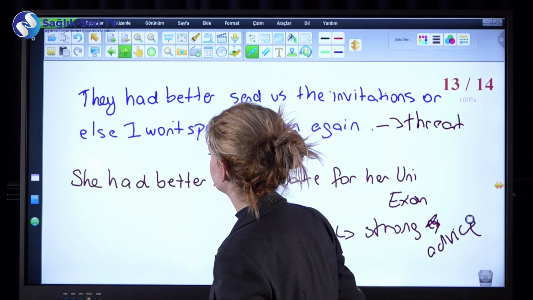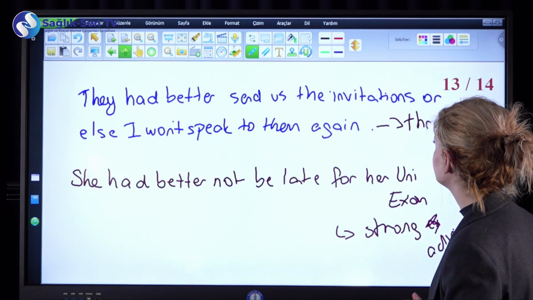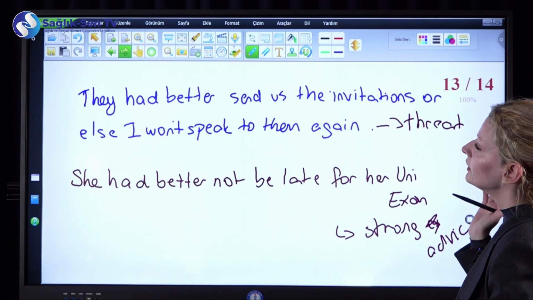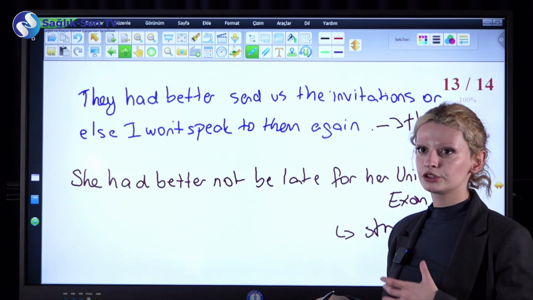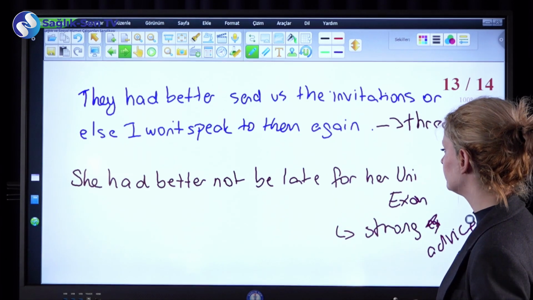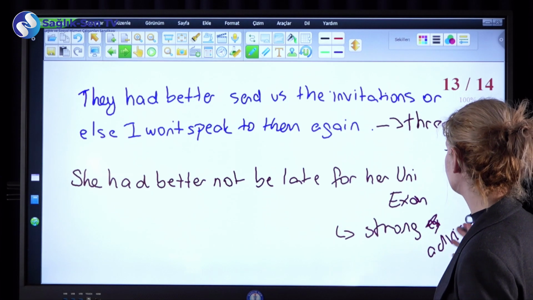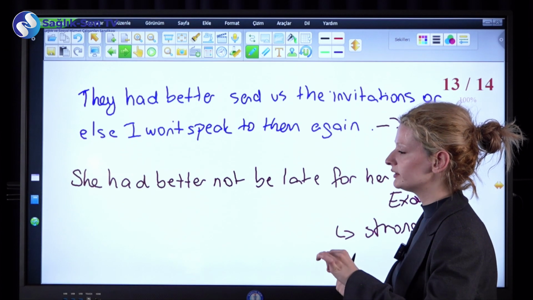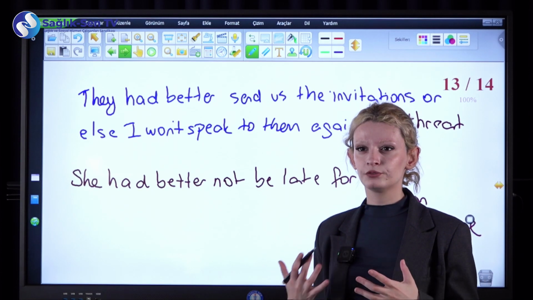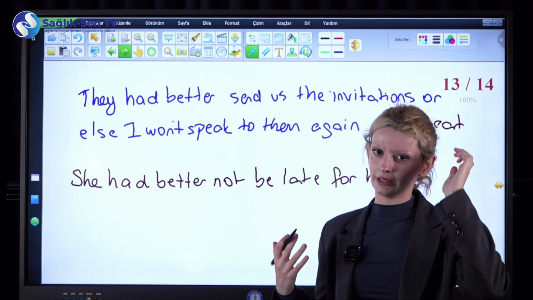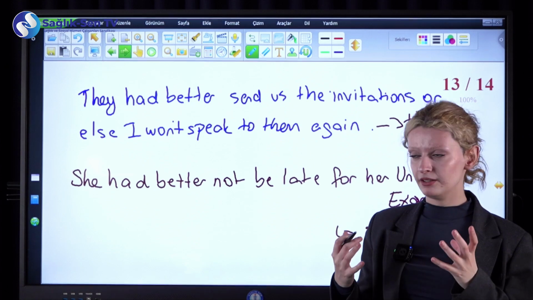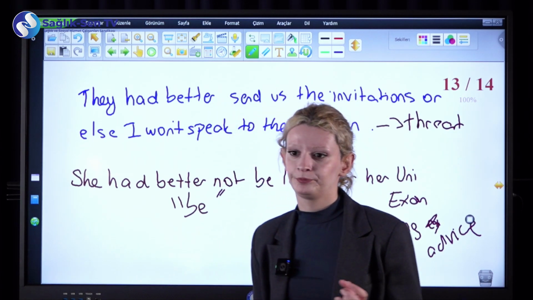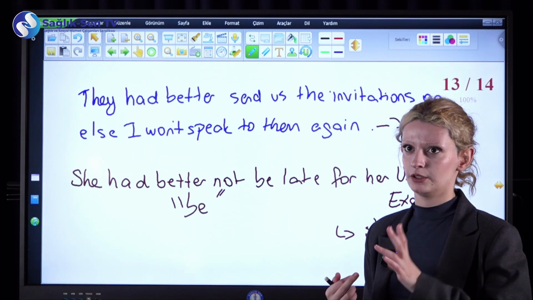They had better send us the invitations or else I won't speak to them again. You can see that this is also a threat. She had better not be late for her university exam. This is a strong advice. By the way, if you have noticed, after modal verbs, if I want to use the be form, I use it just like be. We don't put am, is, or are.